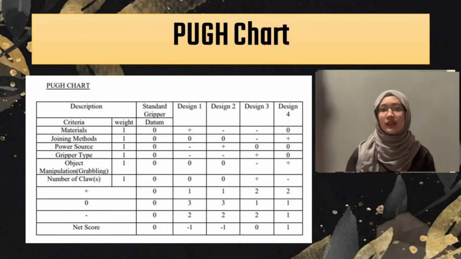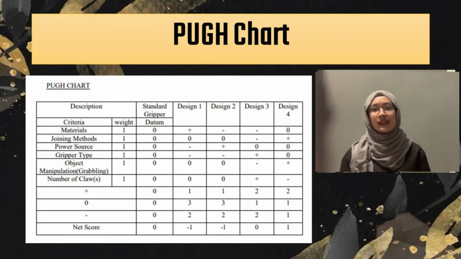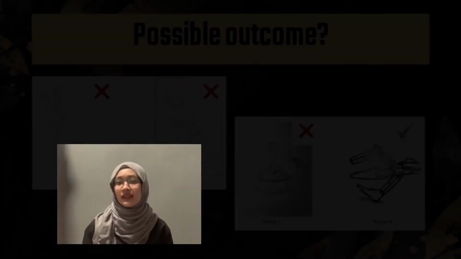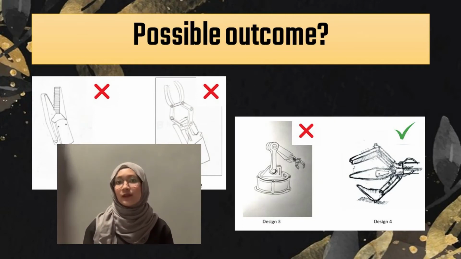This is the pugh chart to evaluate our design from the morphological chart. Finally, after calculation and identifying which one to choose, we decided to choose Design 4 and name it Easy R Gripper. Design 4 meets our criteria the most.